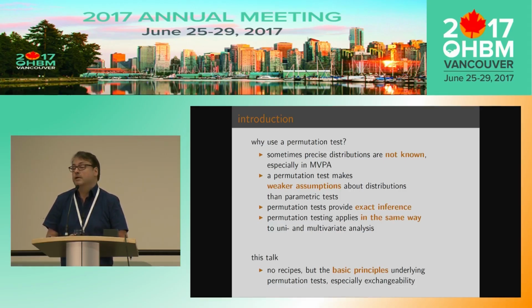Another advantage is that permutation tests provide exact inference. Exact inference means if you design a test to have an error rate, a false positive rate, of 5%, and the weak assumptions of the test are given, then you actually get a test that is at a level of 5% and not something else. And I said this before, permutation testing applies in the same way, with the same logic, to uni- and multivariate analysis, which is why I will explain both together.